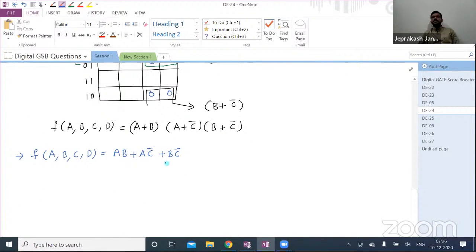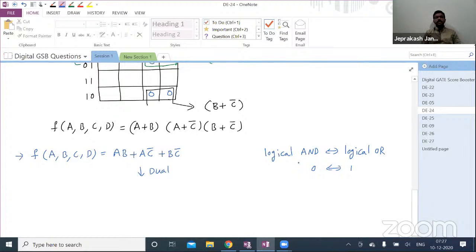AB plus AC bar plus BC bar. This is a given function. Now you have to apply dual to this one. To get the dual, you have to interchange logical and with logical or. If zeros and ones are there, those also you have to interchange. Then only you'll get the corresponding dual function, right?